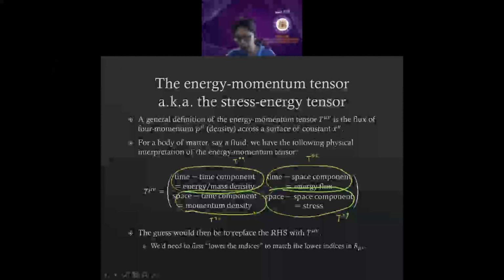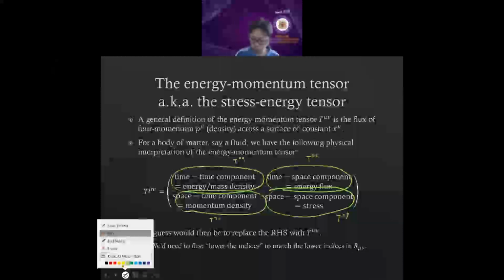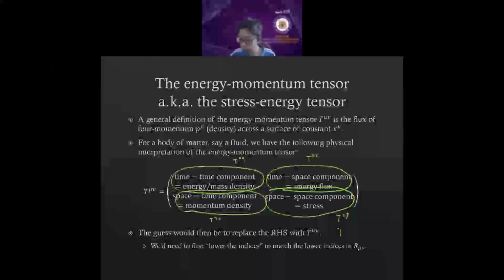So, given this, we would then guess that we should replace the right hand side with this stress energy tensor, right? But we need to first do something with it in order for us to lower the indices, in order to match the lower indices in the Ricci tensor. And for this one, we can do that by defining another quantity using the metric tensor.